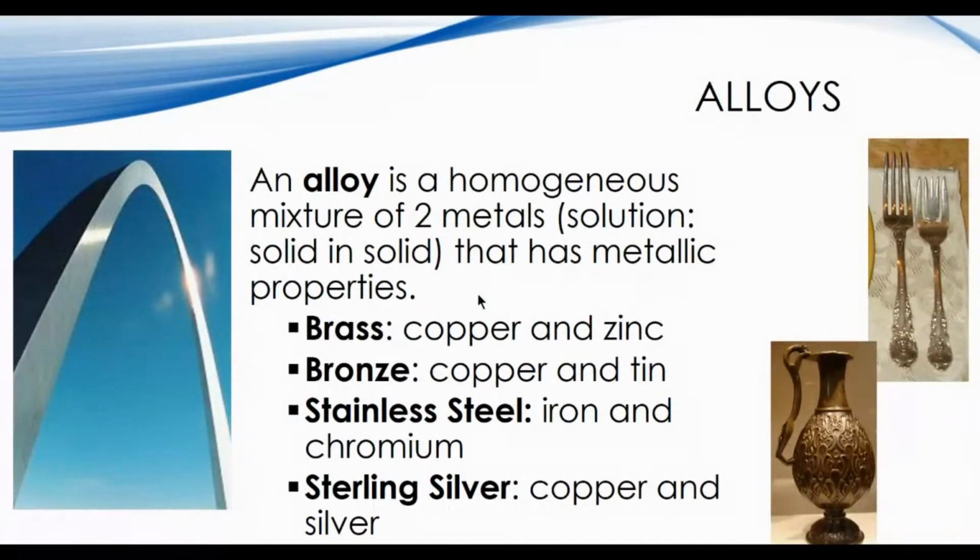Now, if you've ever encountered things like brass, bronze, stainless steel, or sterling silver, you might notice that those are not on the periodic table, but yet they're still metals. Well, they're not on the periodic table because they're not pure substances, but they are made of metals, and we call them alloys. Alloys are homogeneous mixtures of at least 2 metals. So it's basically a solution that is a solid in a solid.